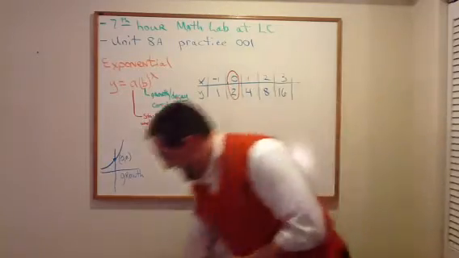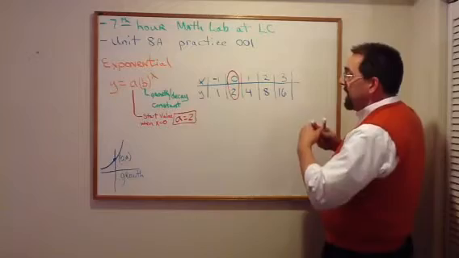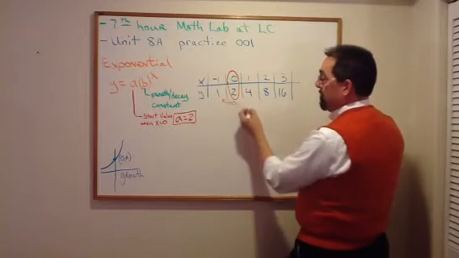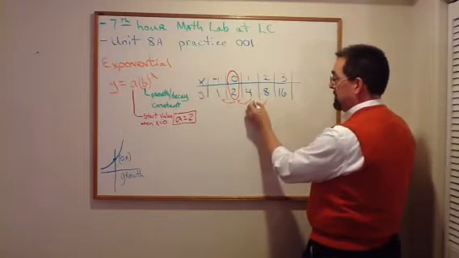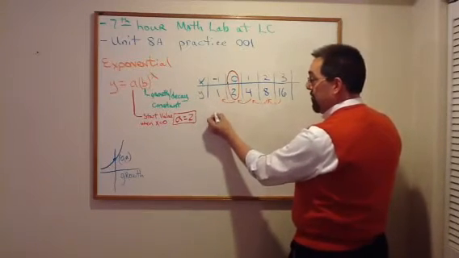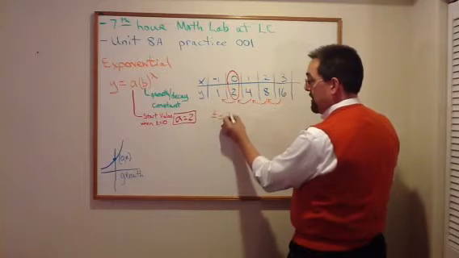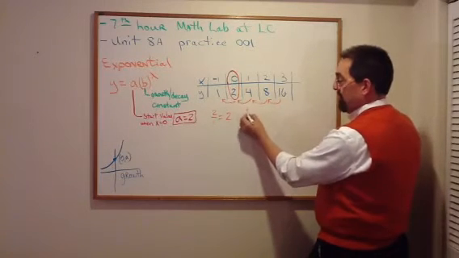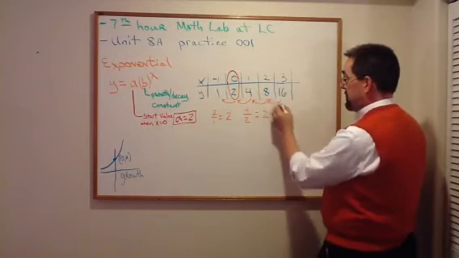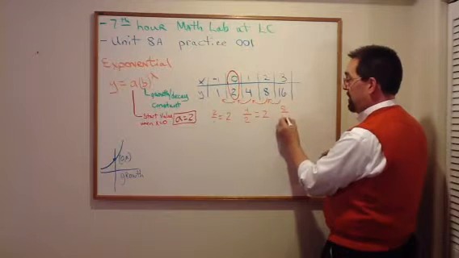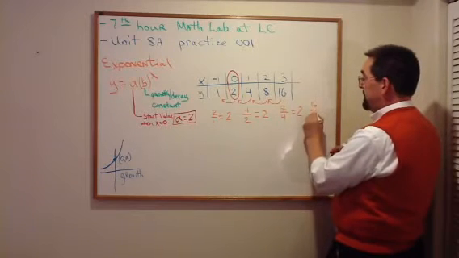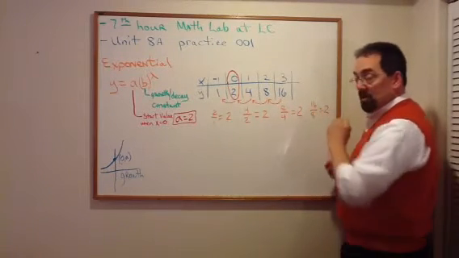Halfway home. Now, to find the growth or decay constant, we take the values and work backwards, dividing one by the other. 2 divided by 1 gives us a 2. 4 divided by 2 gives us a 2. 8 divided by 4 gives us a 2. And 16 divided by 8 also gives us a 2.